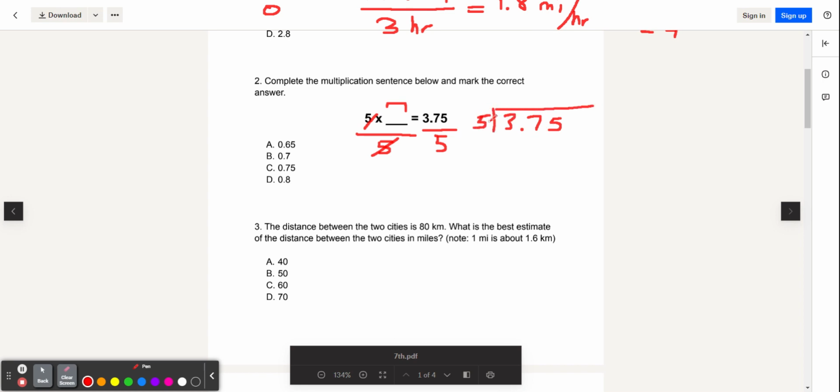5 goes into 3 0 times. But it does go into 3.7 or 37, you can think of it as 7 times. And then 25 is obviously 5 times 5, so it goes into it 5 times. Again, the decimal's here, so the decimal will be here in our answer, which is 0.75.